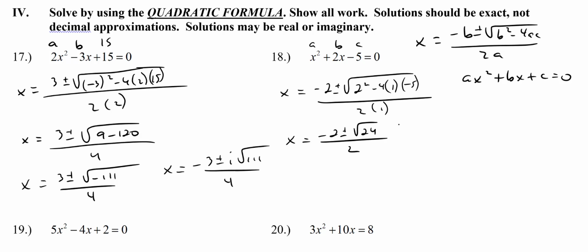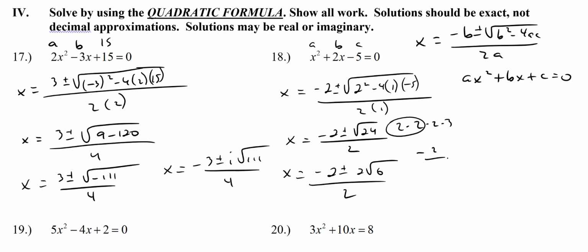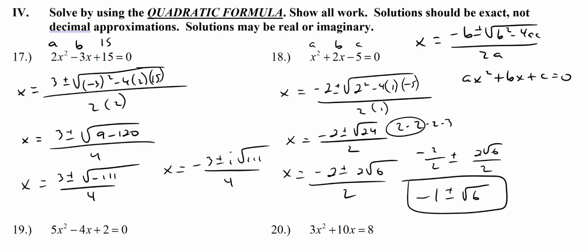I can simplify square root of 24. It's basically 2 times 2 times 2 times 3. So I can pull a 2 out. So I get x equals negative 2 plus or minus 2 root 6 over 2. And then I can split this up. So it's basically negative 2 over 2 plus or minus 2 root 6 over 2. So negative 2 over 2 is negative 1 plus or minus, that's also 1. So it's negative 1 plus or minus root 6.